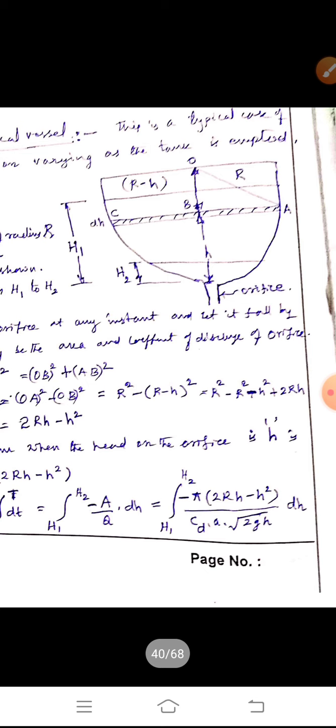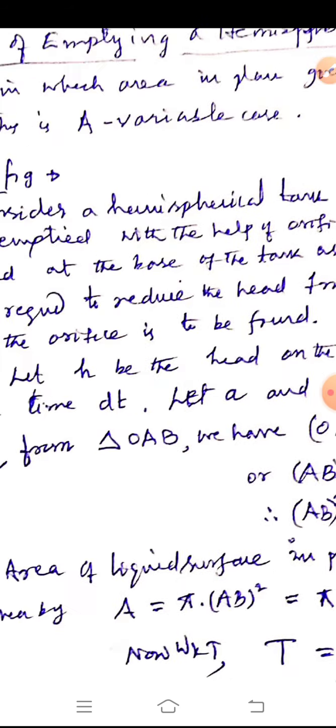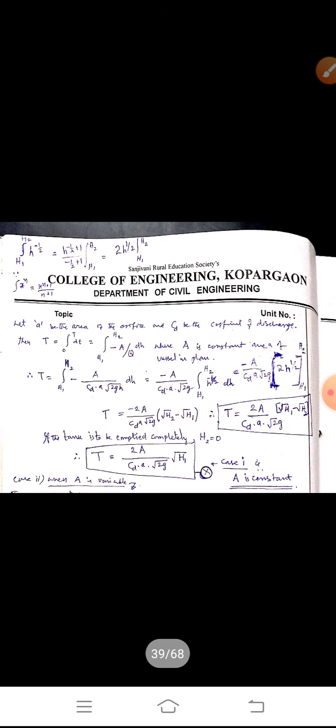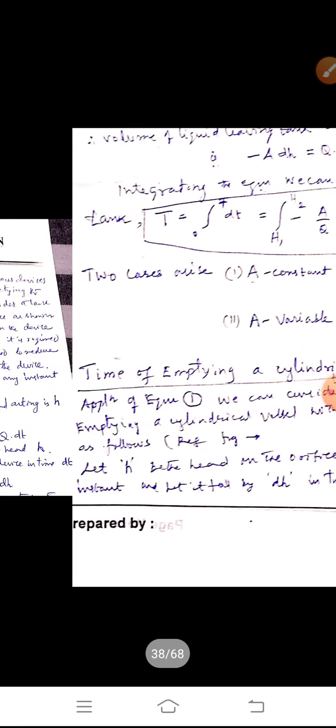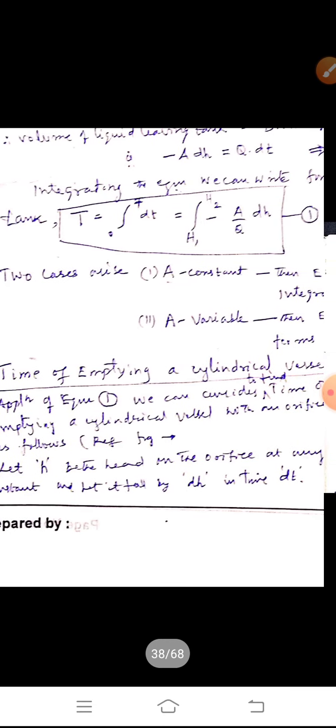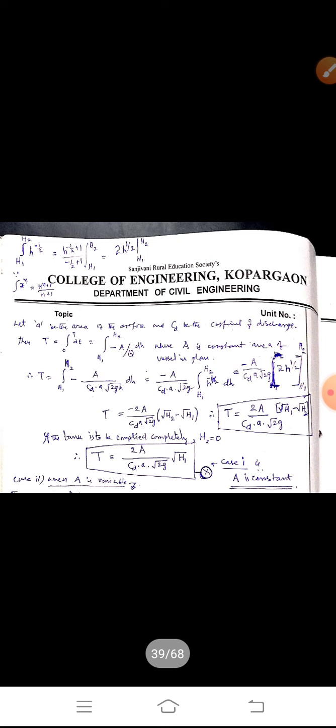As the water lets off, the area of liquid surface also keeps on reducing. That is the reason why we have to express both A and Q in terms of H. Now we will see, for when A is constant, the time of emptying a cylindrical tank.